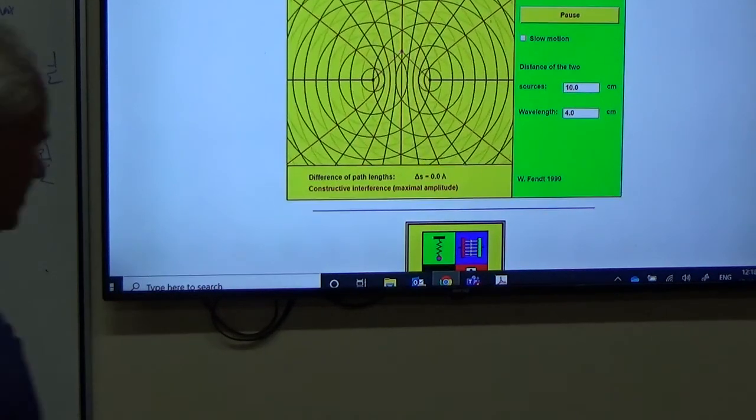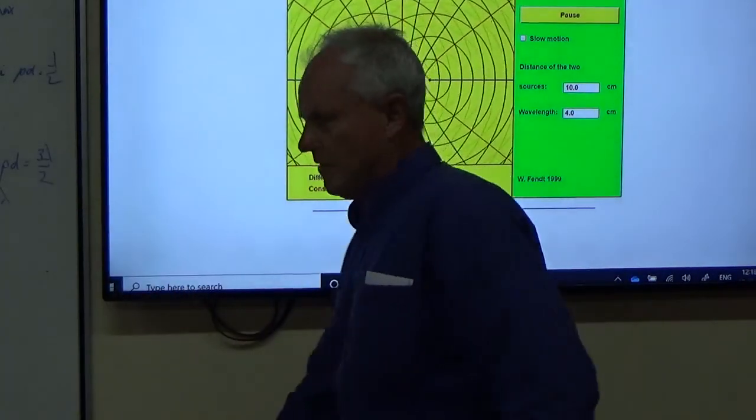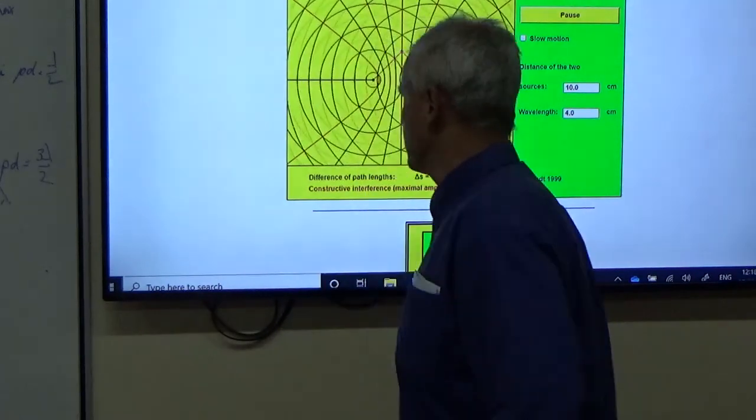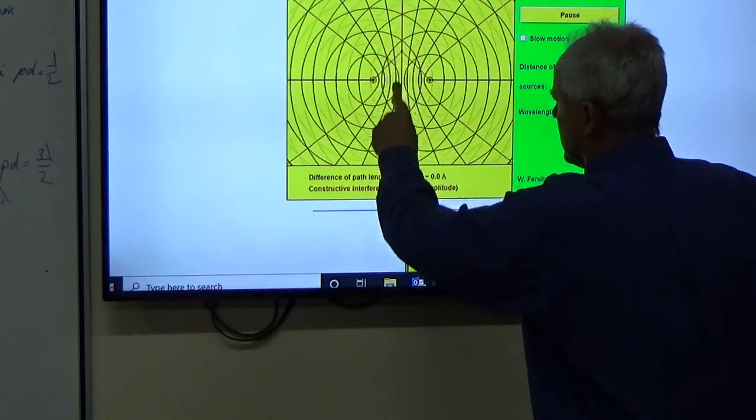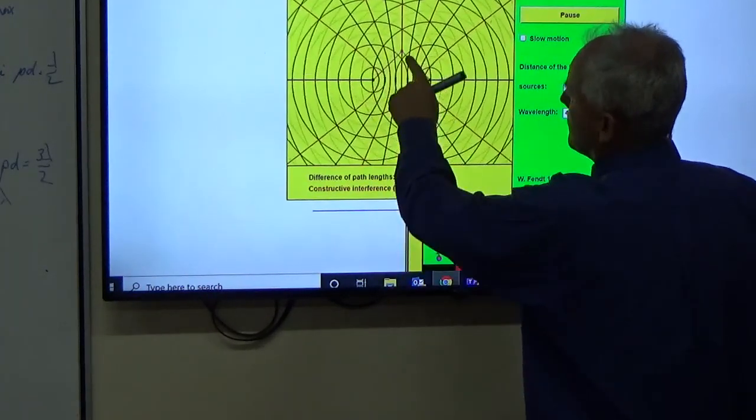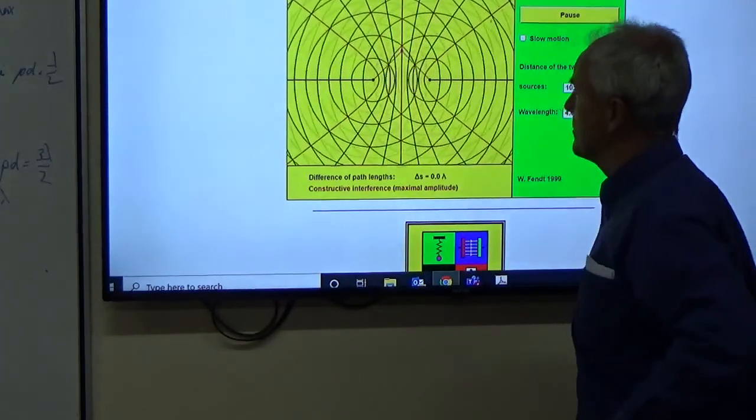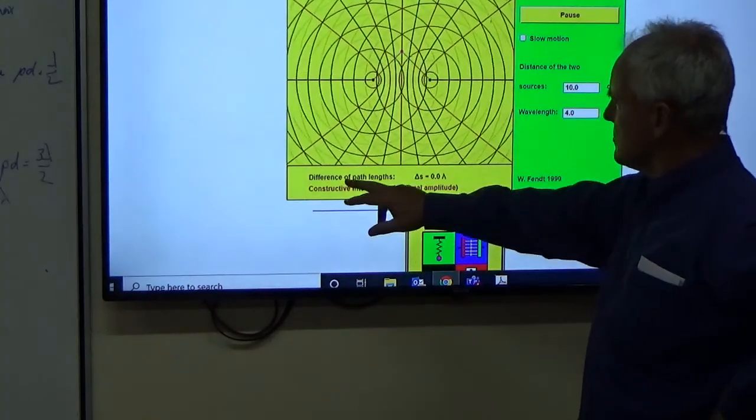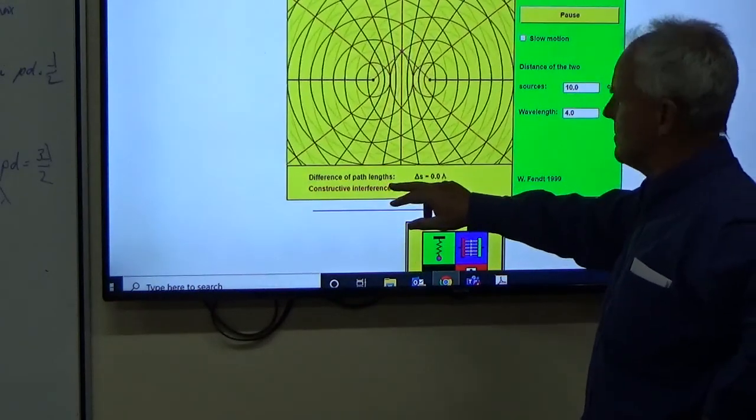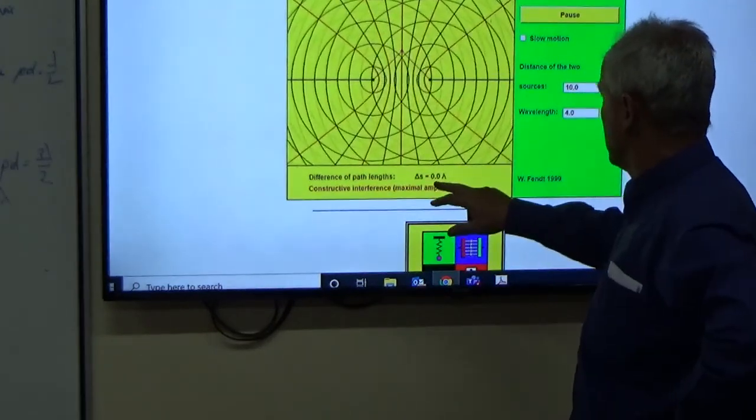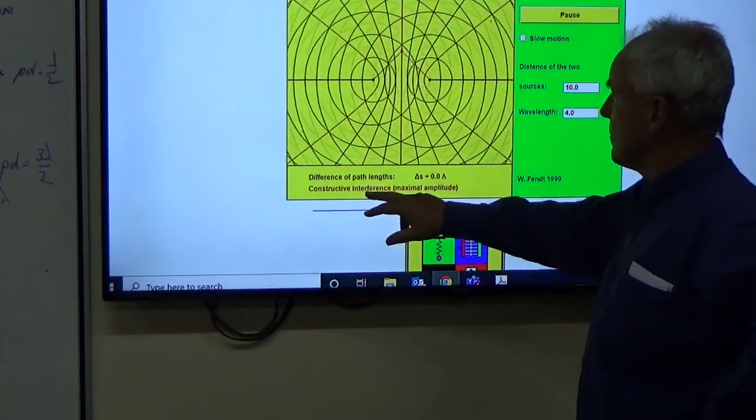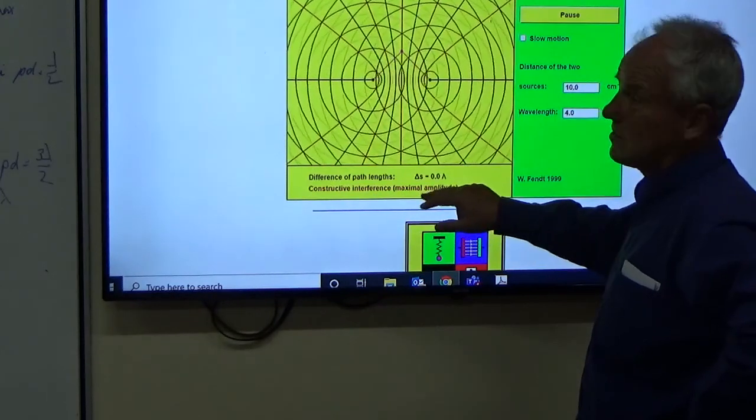So this is just a lovely applet for helping you to understand interference. So we've got the two sources here. This red line is in the middle, and the pink purple point that's shown there now tells us the difference of path lengths. That is, the path difference is 0. So therefore, constructive interference, maximum amplitude.